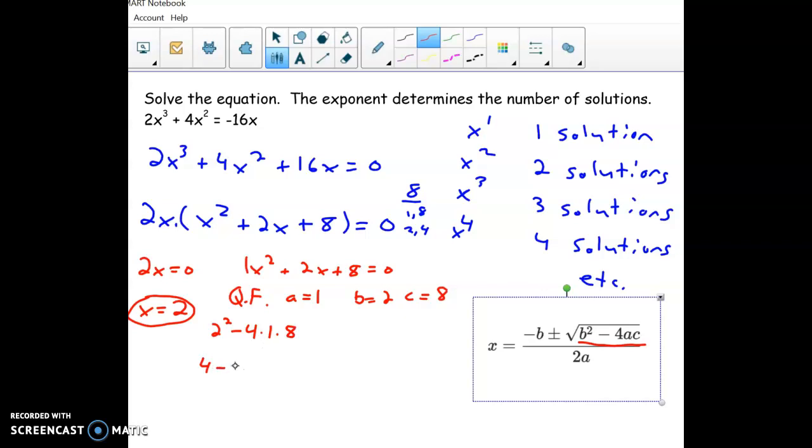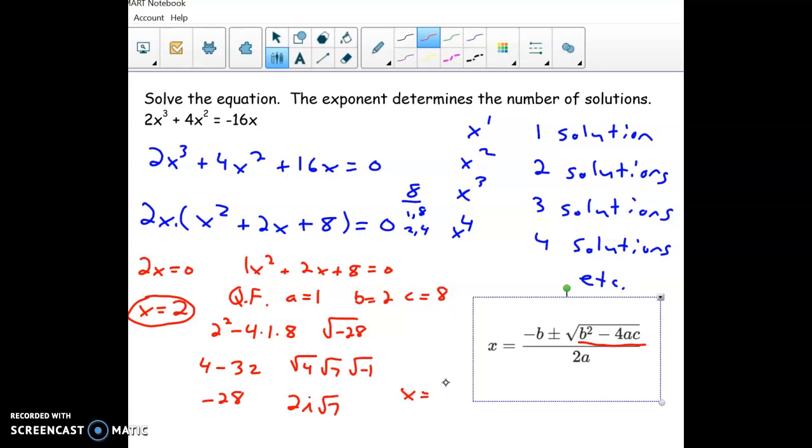4 minus 32, negative 28. So that maybe shows why we can't factor it, because these are going to have imaginary answers. So I'm going to have root negative 28. I'm going to do simplest radical form. 4 divides 28 evenly as a perfect square. And I'm also going to pull off the negative so that the 4 becomes 2, square root of negative 1 becomes i, and then we have root 7. So my answers here are going to be 2 imaginary answers.